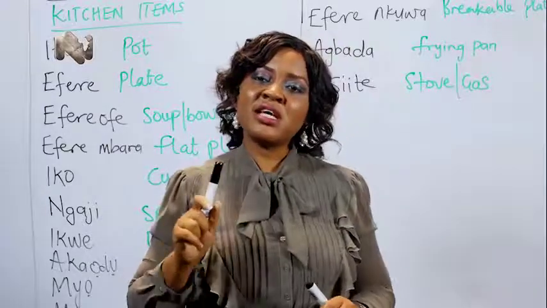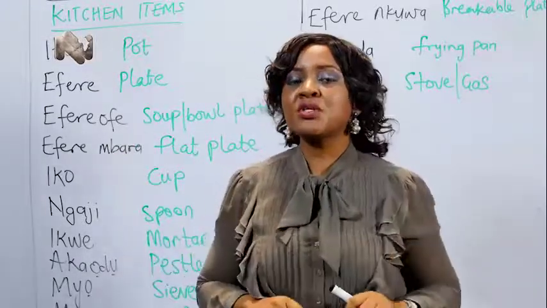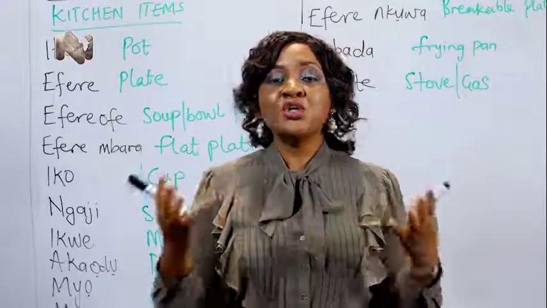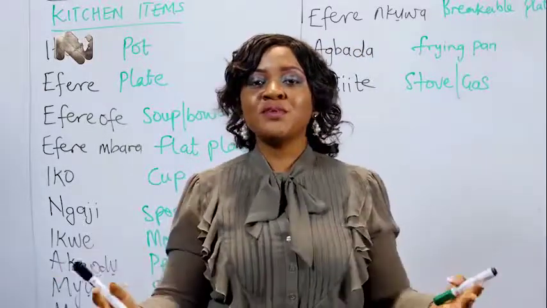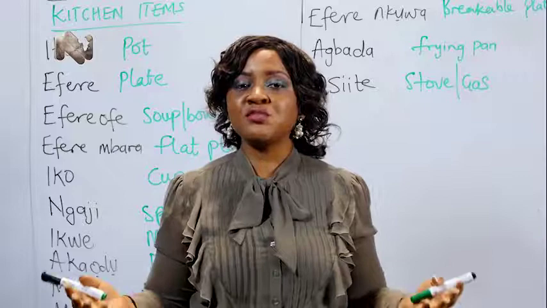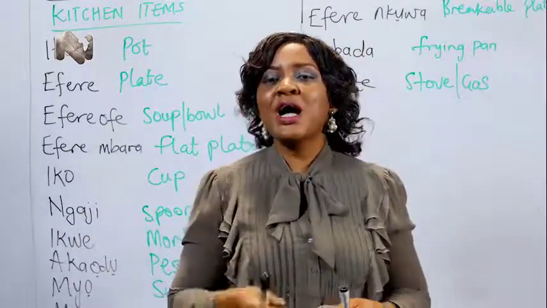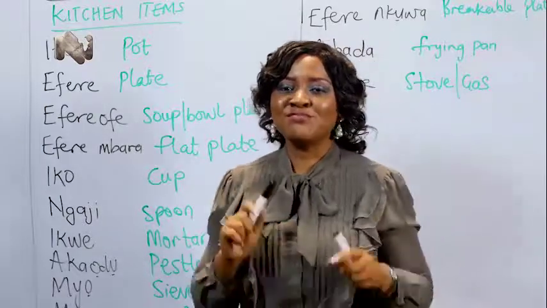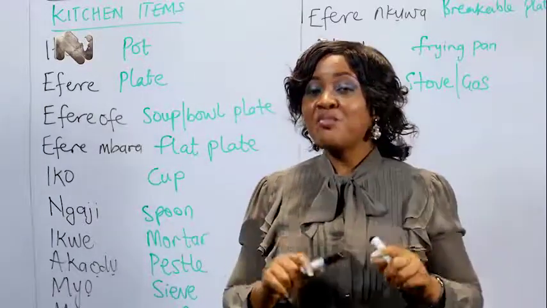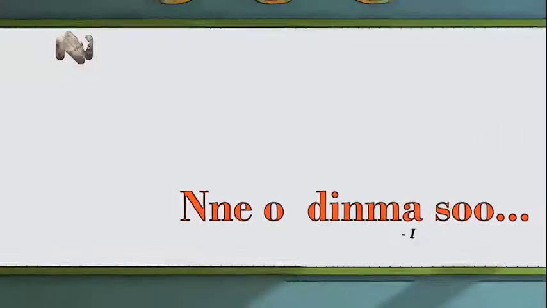Like I gave you assignment earlier on household items, I'm giving you one again. Go to your kitchen, look around you, identify the kitchen items you have that I didn't mention here, then write their names in Igbo and inbox me. I would like to hear from you. I hope you enjoyed today's class.